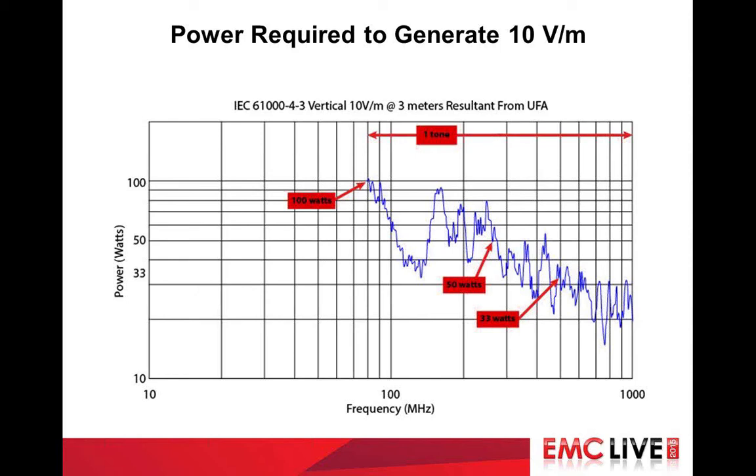With 1 tone at 100 megahertz, 100 watts is the maximum power required to generate 10 volts per meter. At 280 megahertz, using 1 tone, 50 watts is required to generate 10 volts per meter. At 500 megahertz, using 1 tone, 33 watts is required to generate 10 volts per meter. Note, the antenna is more efficient at the upper part of the band, therefore less forward power is required to generate 10 volts per meter.